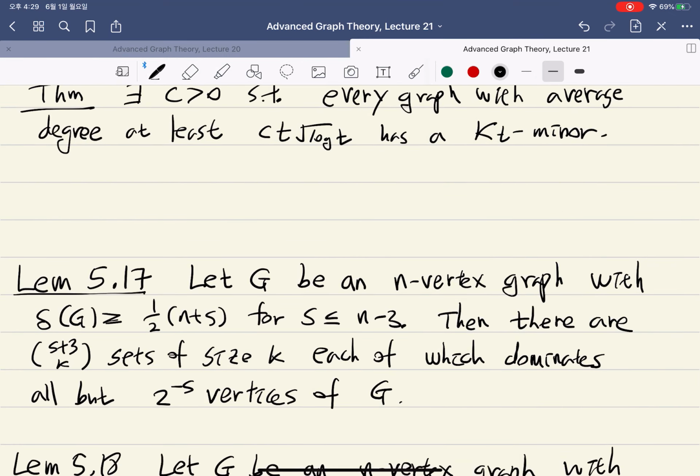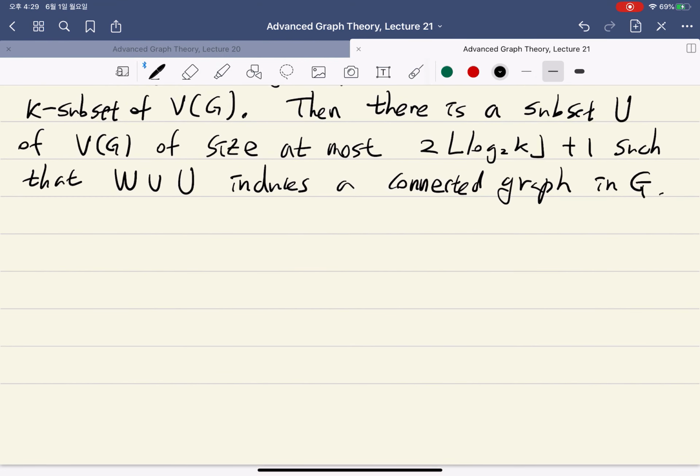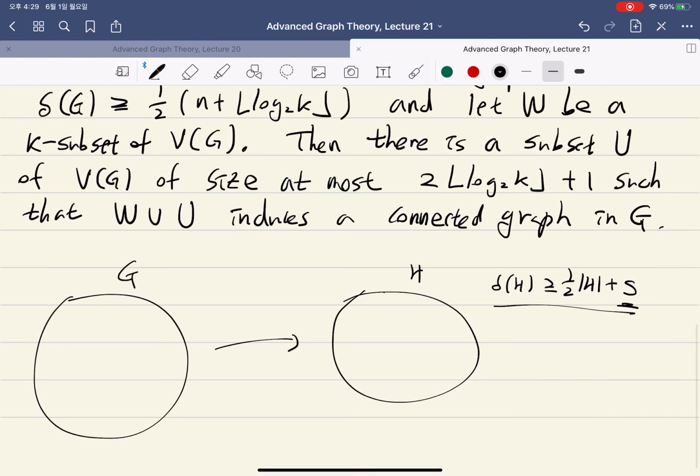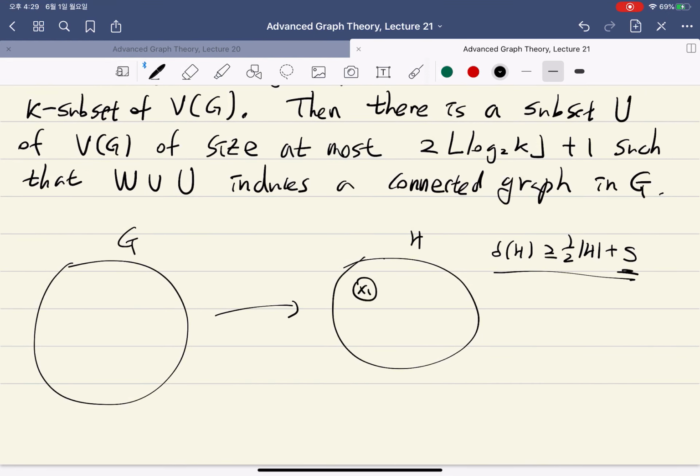Yeah, so we want to prove this, and then we discussed the possible strategy. How you do it is, when we have G, we want to take some minors until you get a very dense graph. Let's say you have H, whose minimum degree is bigger than half of the number of vertices plus a certain number s. There, by using that, we want to take x1, x2, and so on in order so that H[xi] is connected.